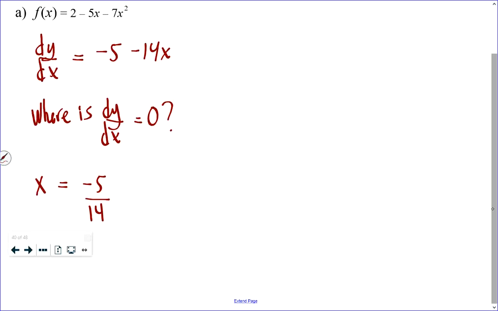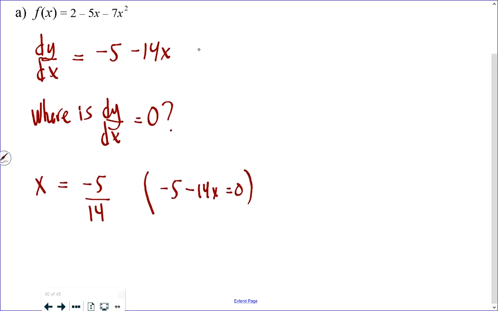If you want to divide, I would really resist the temptation to do that, because you've just told me dy/dx is equal to 0. You told me the derivative of the function is 0. And it's not. If you're going to do that, then you do this: negative 5 minus 14x equals 0, and you solve that and get negative 5/14. Correct? Okay.